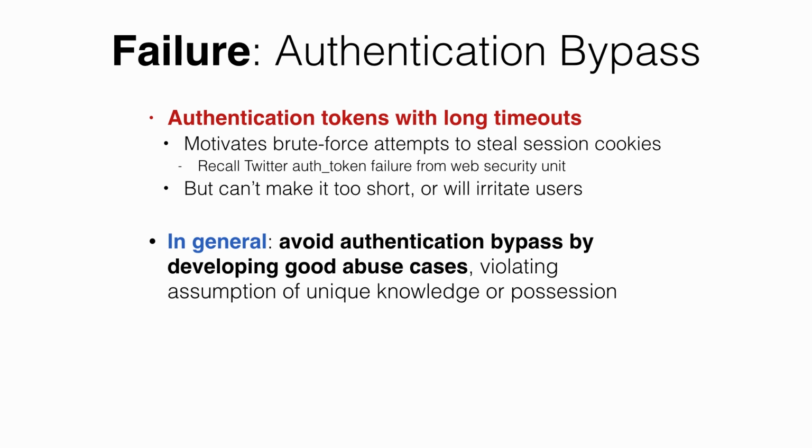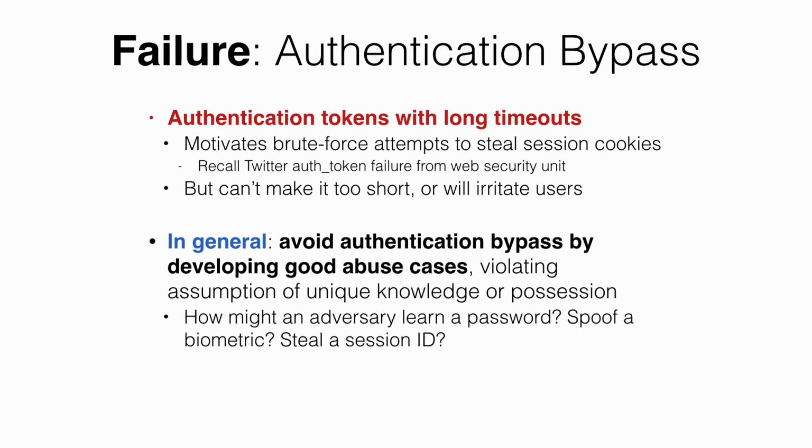In general, a way to avoid authentication bypass is to develop good abuse cases. Consider what happens if we violate the assumption of unique knowledge, like of a password, or unique possession, for example, of a key fob. How might an adversary learn a password, or spoof a biometric, or steal a session ID? Understanding these things helps us build better defenses.